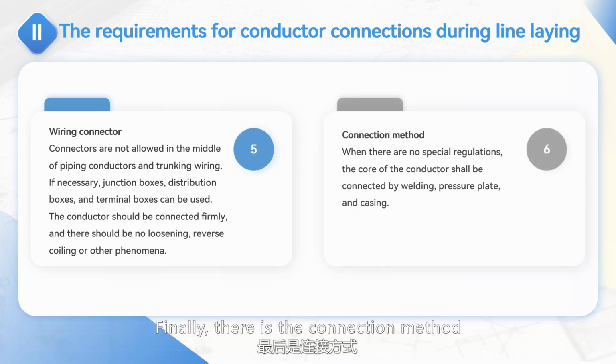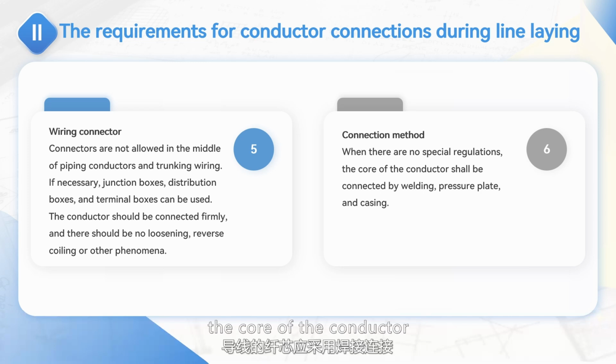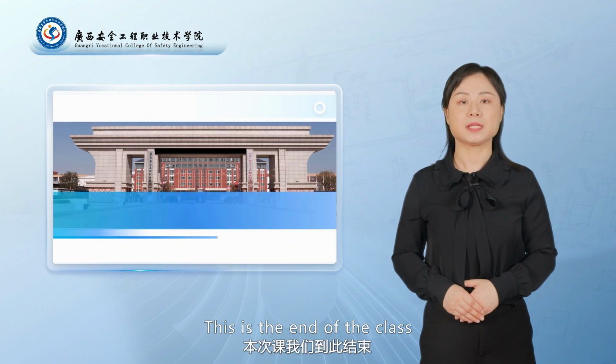Finally, there is the connection method. When there are no special regulations, the core of the conductor shall be connected by welding, pressure plate, and casing. This is the end of the class.